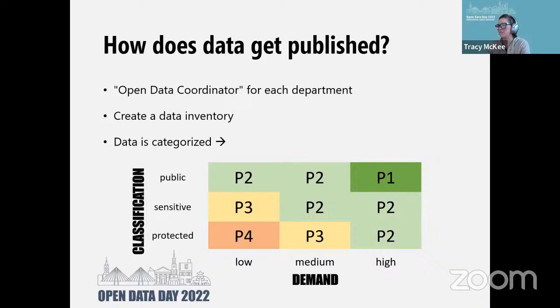And as we go through that inventory, we're also categorizing that data. You can see from the matrix at the bottom here, on the left-hand side, we have what's the current status of the data? Is it ready for public consumption? Does it contain sensitive or even protected information? And then on the x-axis, what's the demand? Is this something that we get a lot of FOIA requests for? Is it something that is often requested as a data set? So where does it fall on that spectrum of low, medium, and high as far as demand goes?